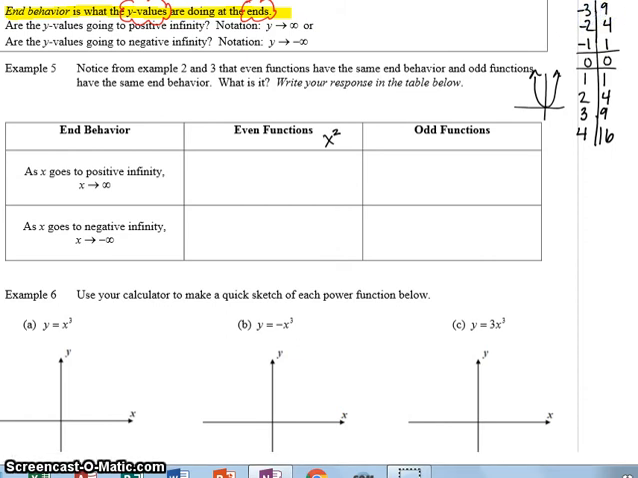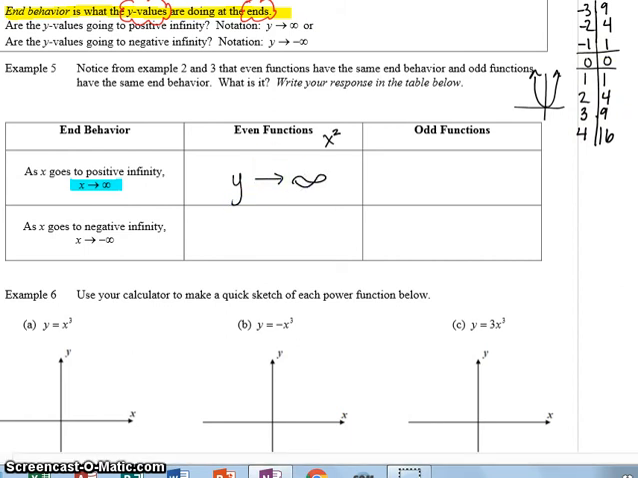So what you can do is, once you input this function into your graphing calculator, insert your table by Control-T, and you're going to notice, so they're asking you, as x goes to positive infinity. So look over here. These are my x values. As this is increasing to positive infinity, what are my y's doing? My y's are also going to positive infinity.